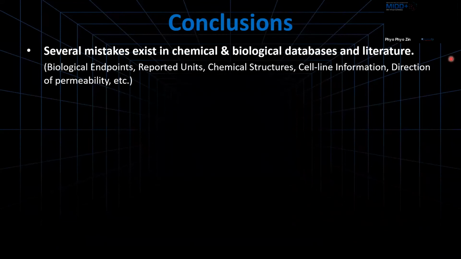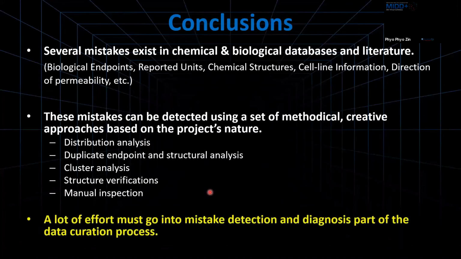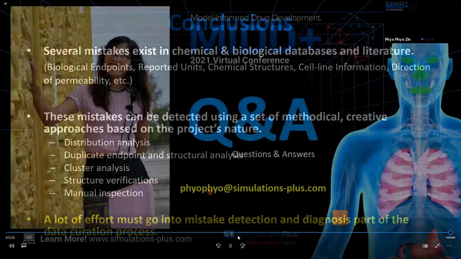To conclude this presentation, there are several mistakes present in chemical and biological databases. They can come in so many forms as stated here. These mistakes can be fished out using a set of methodical and creative approaches based on the project's nature. Here are some of the methods that are being used to fish them out. The major takeaway from this presentation is that we should put a lot of effort into the mistake detection and diagnosis part of the data curation process to make sure that what we have is a well-curated, high-quality data set that can be modeled. That is the end of the presentation, and thank you so much for your kind attention.